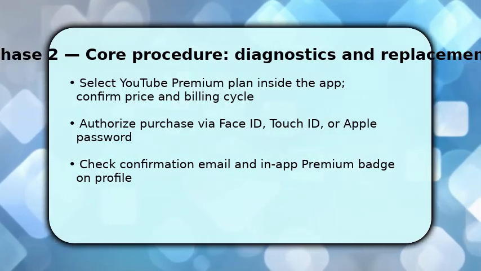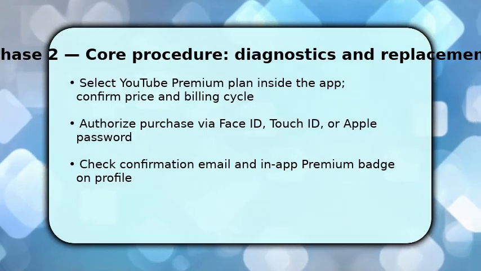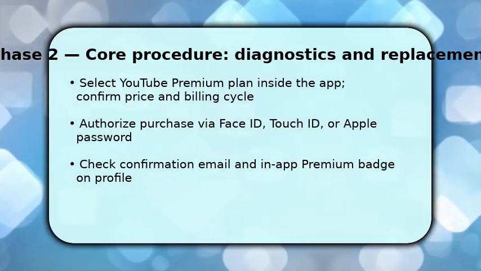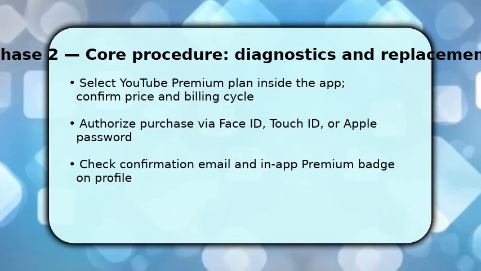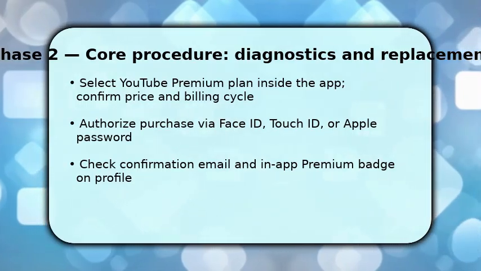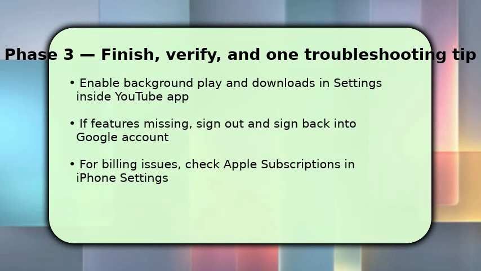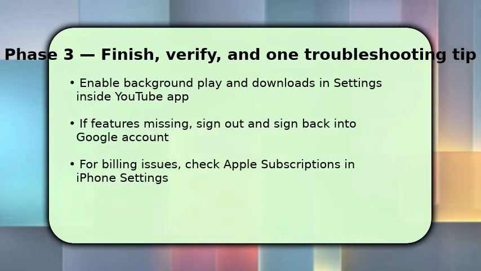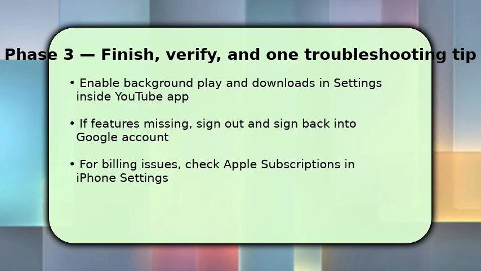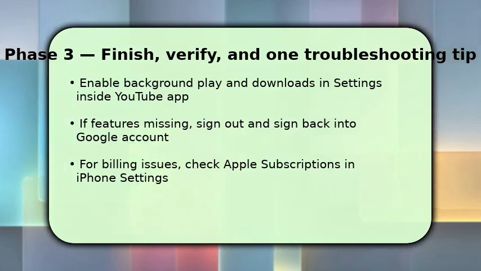Once authorized, the app shows an in-app confirmation, and Google sends an email receipt. You should see the premium badge on your profile and features unlocking, like downloads and ad-free playback, within seconds. Now use the features. Enable background play and set download preferences in the app settings so videos save on Wi-Fi.